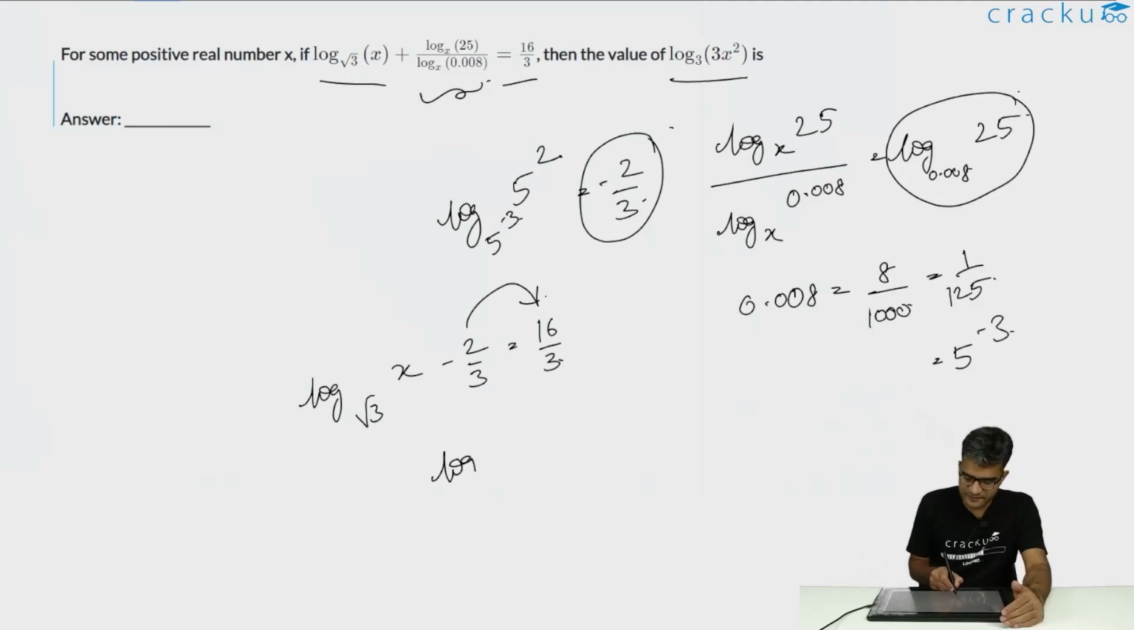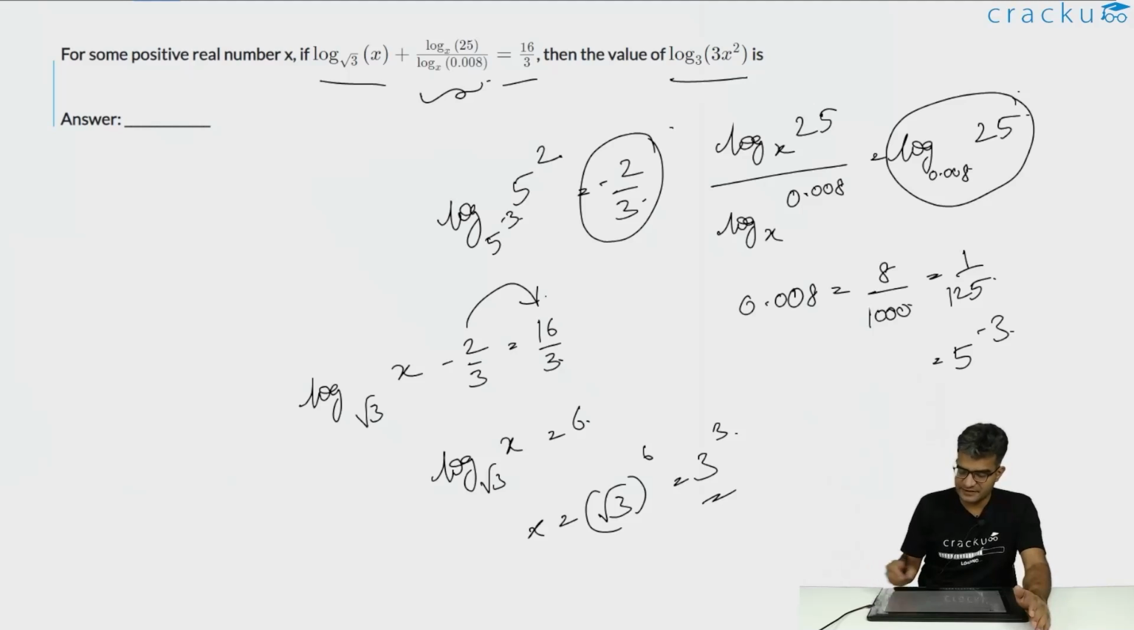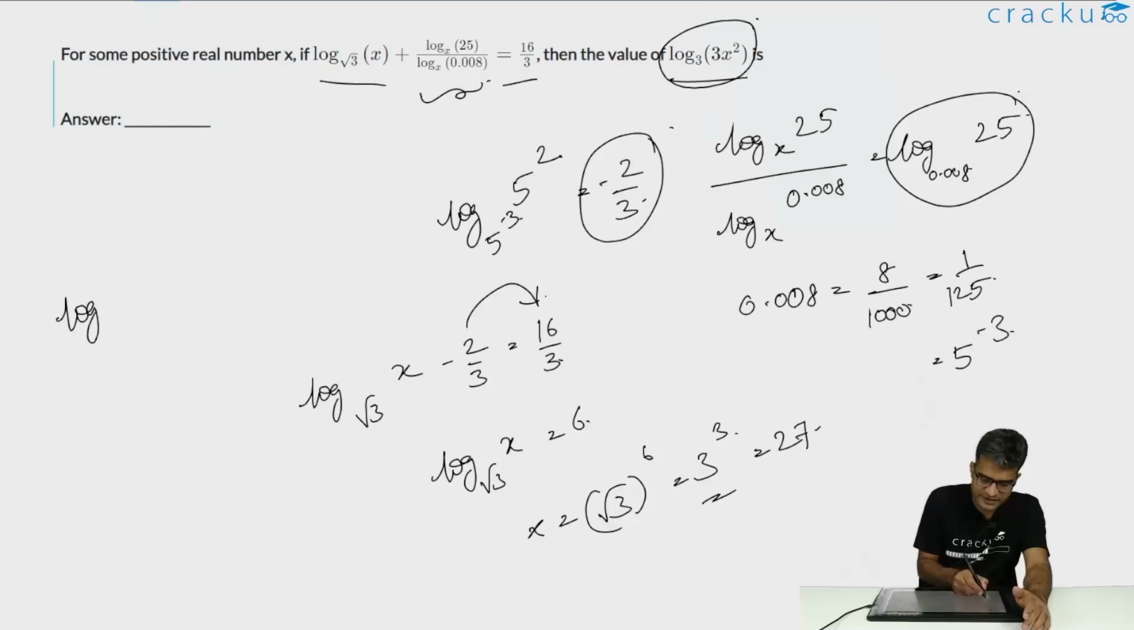So log of x to the base root 3 is equal to 6, or x is equal to root 3 to the power 6, which is equal to 3 cubed, which is 27. So what is the value of log of 3x square to the base 3? That will be log of 3 times x square, which is 27 square, which is 3 to the power 6, to the base 3, which is log of 3 to the power 7 to the base 3, which is equal to 7. So the answer for this question is 7.